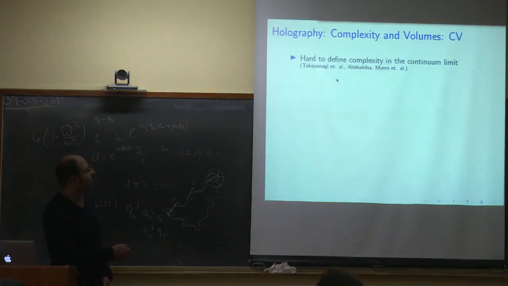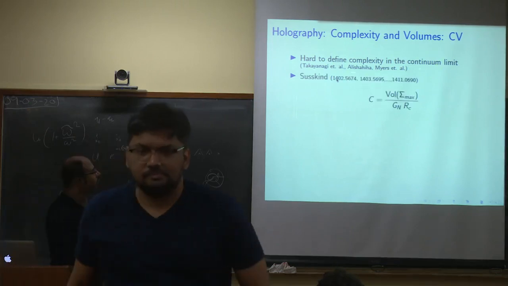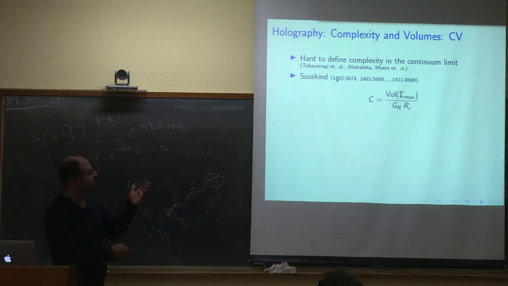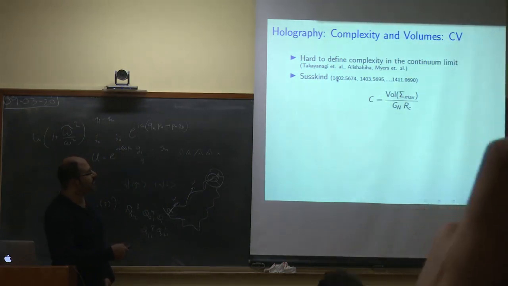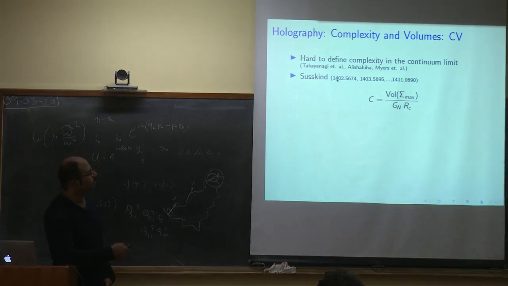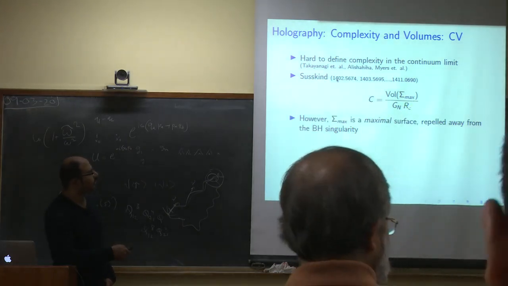Generally, the message is that it is very hard to define complexity in the continuum limit. People have tried, but there's no unanimous way of doing this. However, unrelated to this problem, in holography, what Susskind had proposed is that the complexity, however you define it, is given by some maximal volume slice in the bulk, divided by these constants, which are there for dimensional reasons. G Newton is the Planck's constant, of course, and RC is some characteristic length scale. It is not specified even in this definition.